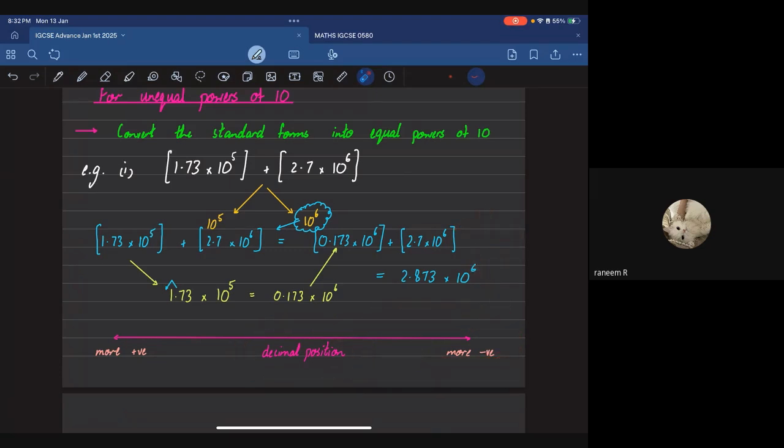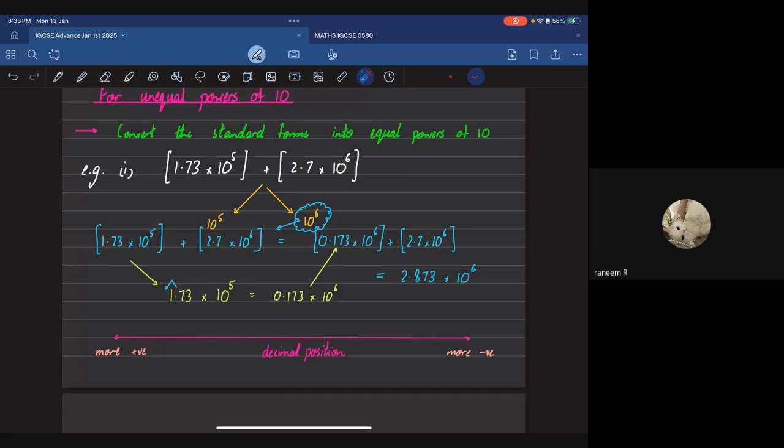Keeping this in mind, if I wanted 10 raised to the power 5 to become 10 raised to the power 6, I needed to move my decimal one place to the left. So that is what I did. My decimal was over here. It was 1.73 times 10 raised to the power 5. I shifted my decimal over here, so it became 0.173 into 10 raised to the power 6. Why is that? Movement of the decimal to the left increases your power. Clear, Rani?